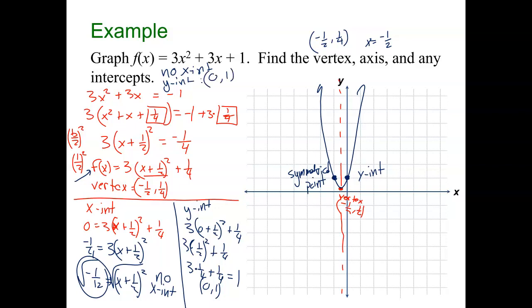Again, your vertex and your intercepts have to be written as ordered pairs. I see it most often: they'll say the y-intercept is 1. No, it's not. It's (0, 1). You have to make sure that you're writing your intercepts and your vertex as ordered pairs. Now, that's if we need to graph it and we need all of those different values, the vertex, the axis of symmetry, and the intercepts. We get that information from vertex form.